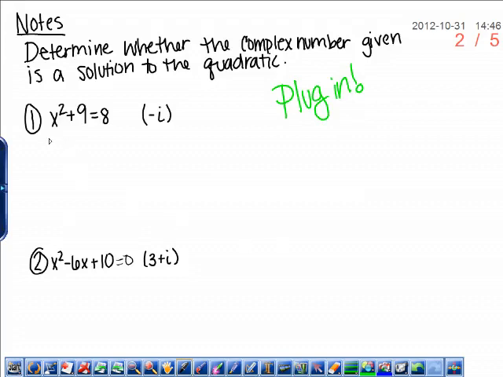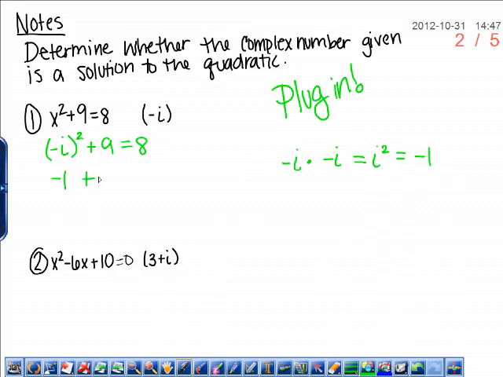So where we see an x, we're going to plug in negative i. Okay, now it's a little tricky here. You've got to think of negative i squared as negative i times negative i. What is negative i times negative i? i squared. And what is i squared? Negative 1. So this is negative 1 plus 9. Does that equal 8? Yeah.